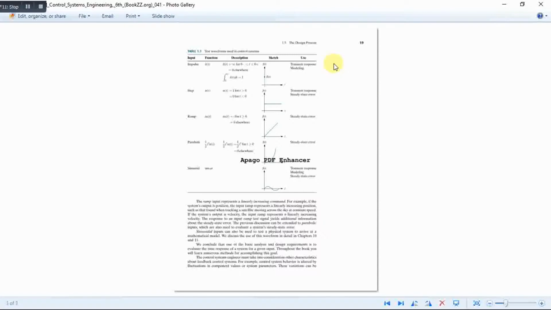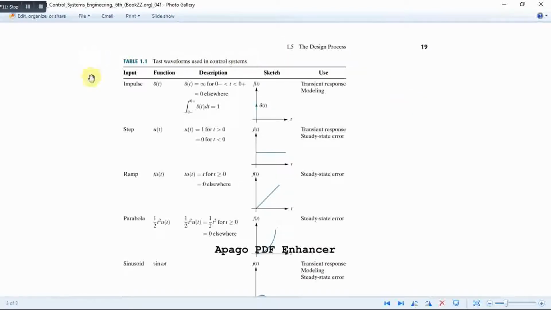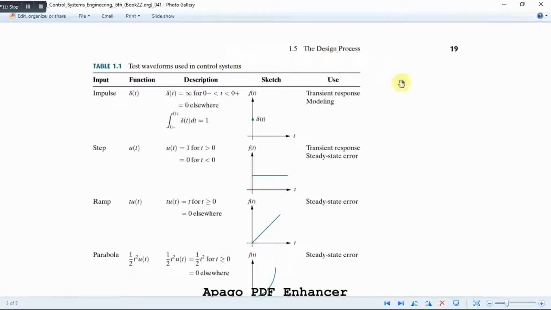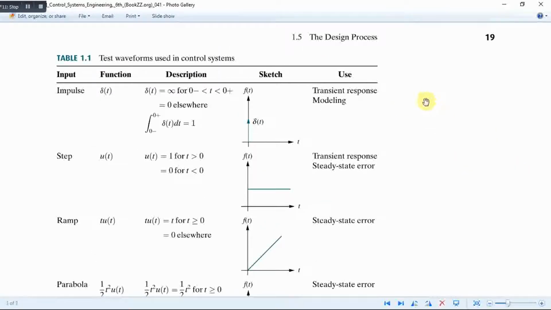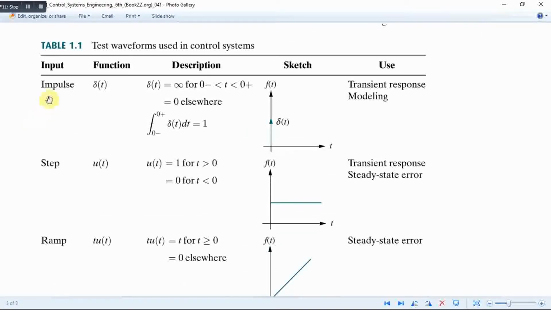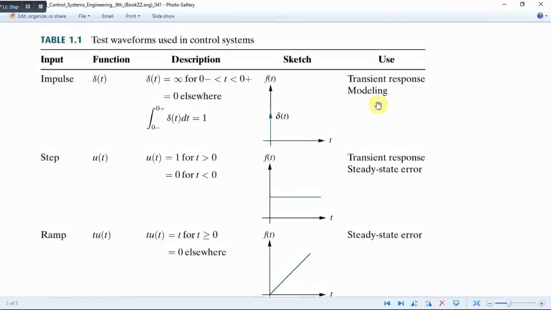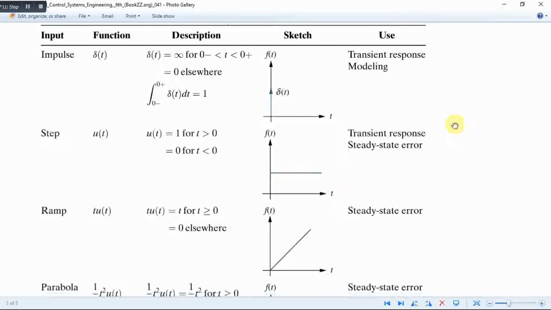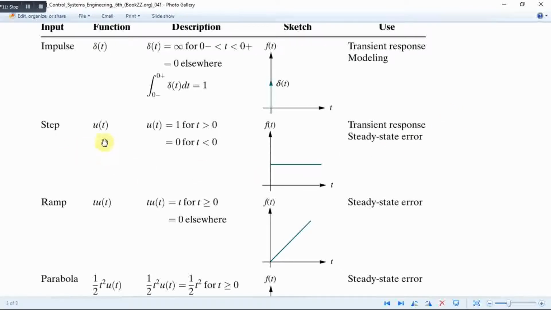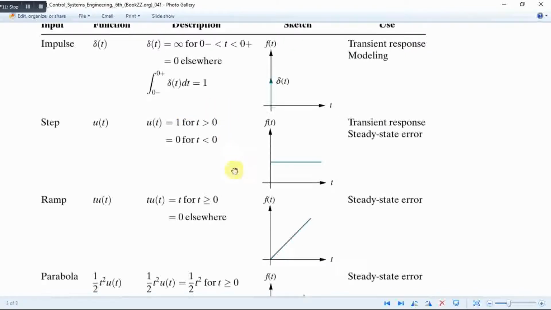Now we will discuss another important topic, the test waveforms, which are used in control systems. First of them is the impulse, which is represented by delta t, and its description is delta t is equal to infinity for t from 0 minus to 0 plus, and elsewhere it is 0. So if we integrate from 0 minus to 0 plus, it is equal to 1, and it is used in the transient response model. The second one is the step input, which is denoted by u of t, and its definition is 1 for t greater than 0 and 0 for t less than 0, and it is used for the steady state error calculations.